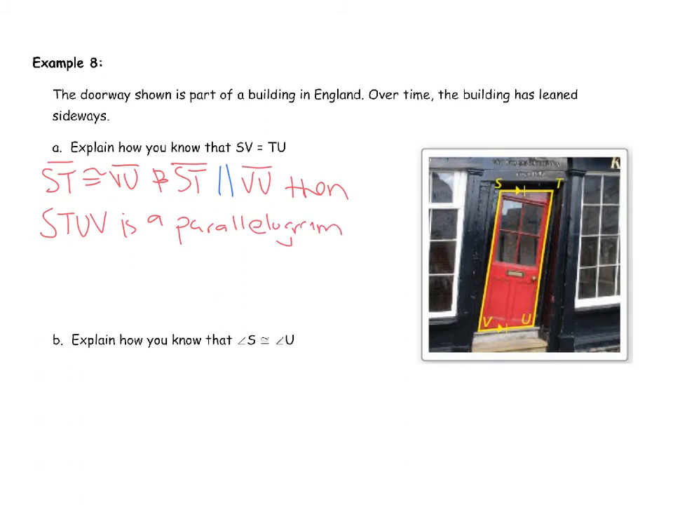Why can we say that it's a parallelogram? Because opposite sides are congruent. So therefore, that would lead us to conclude that SV has to be equal to TU, because they would have to be congruent to each other since they're opposite sides. All right, next.